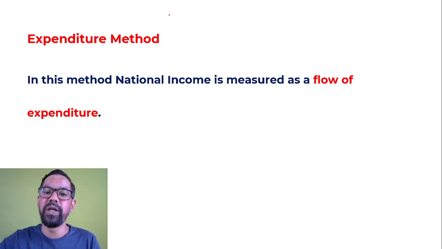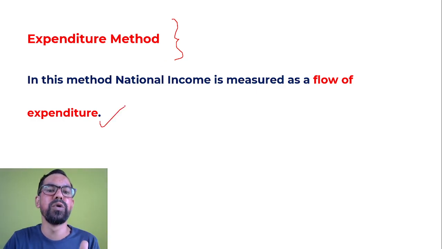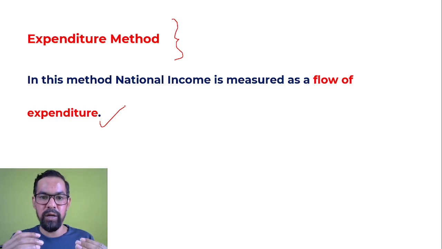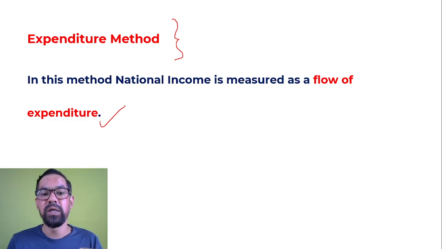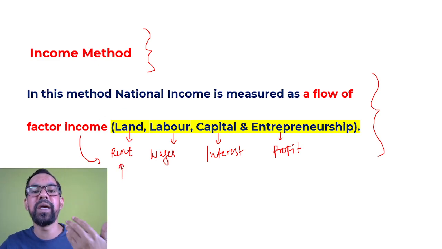Next one is the expenditure method. Here it is based on the flow of expenditure. So you can say this is just the opposite of your income. In the income method we are considering the income part. Now in the expenditure method, we are taking into account the expenditure. Let's say if someone is getting rent, so someone is paying for it.